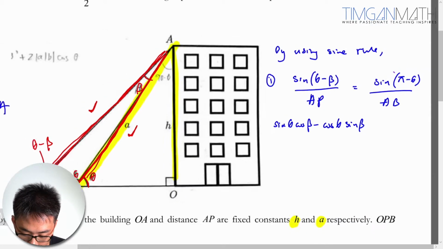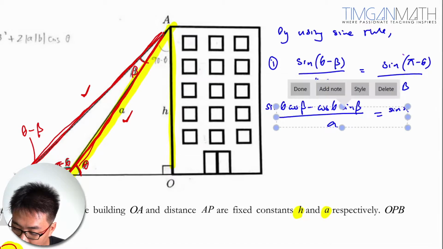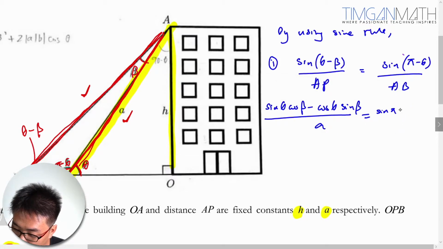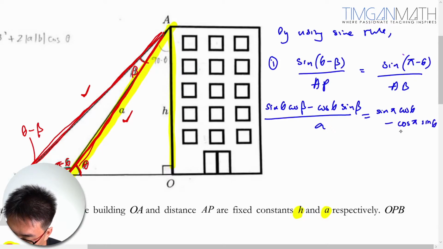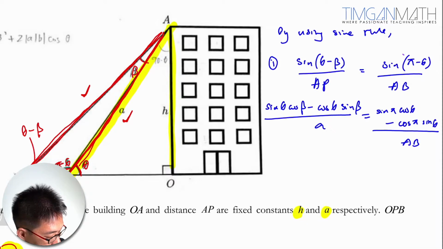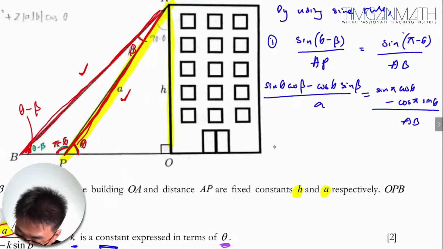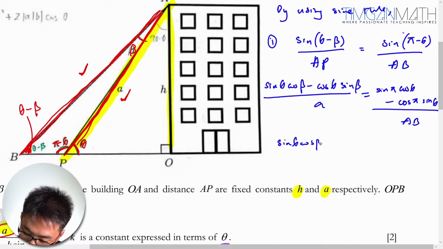Okay, then the AP will be A. This is A. Then this is sine pi. You just have to expand slowly. This is sine pi, sine cosine theta. But sine pi is 0. And then you have minus cosine pi sine theta. Cosine 180 is minus 1. So this would be just two. So this one will be minus cosine theta sine beta.